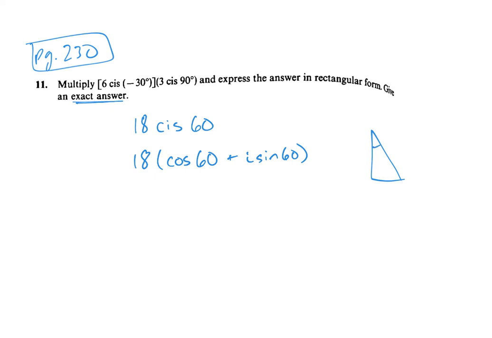So I'm going to draw my 30-60 triangle, label the sides. The cosine of 60 would be adjacent over hypotenuse, which is 1/2. The sine is opposite over hypotenuse, so √3/2. Then distribute the 18 to each of those. So 18 times 1/2 is 9. 18 times √3/2, the 2 would cancel the 18 down to 9 as well. So I'd have 9√3i.